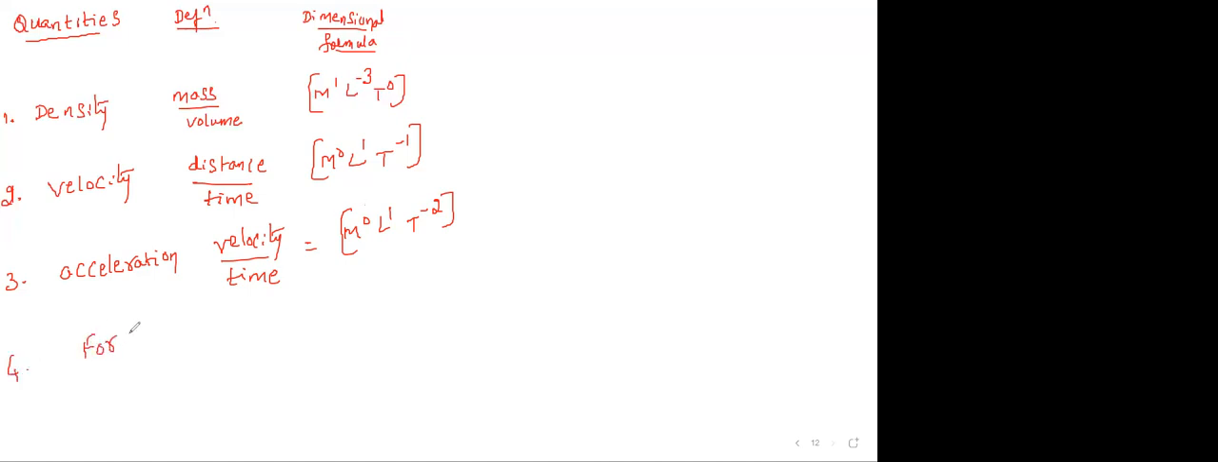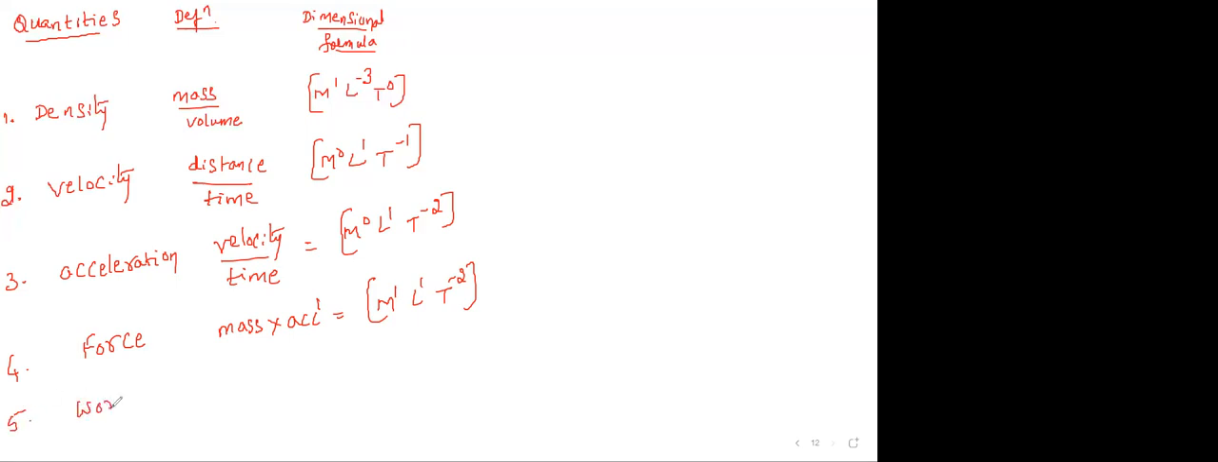Can you tell me what is the dimensional formula for force? Definition for force is mass into acceleration. Mass is M1. Acceleration, we have a dimensional formula here, L1 T minus 2. So what's the dimensional formula for force? M1 L1 T minus 2.